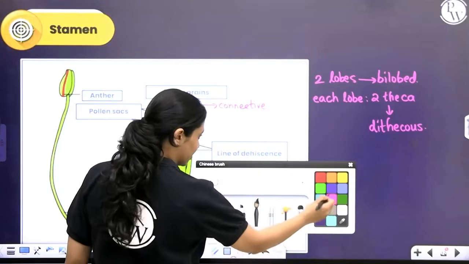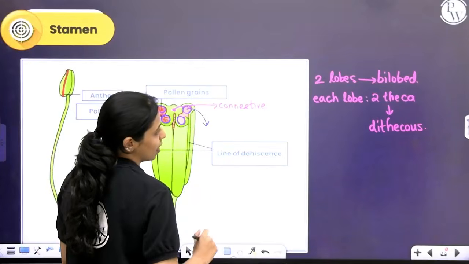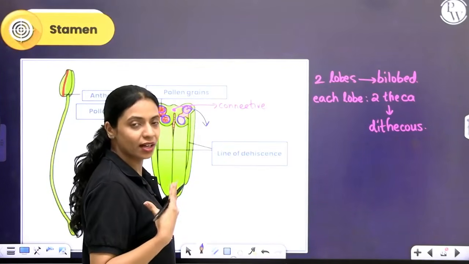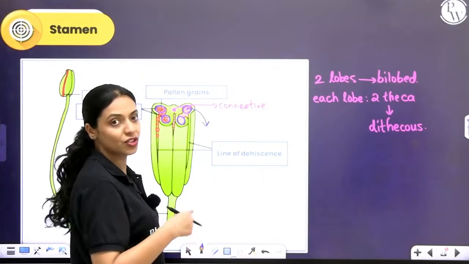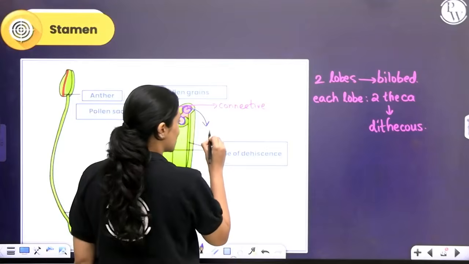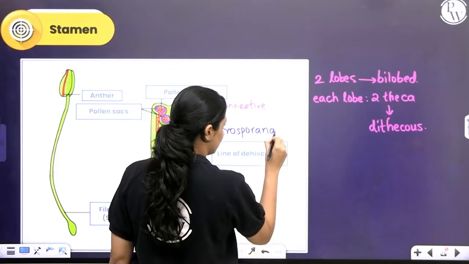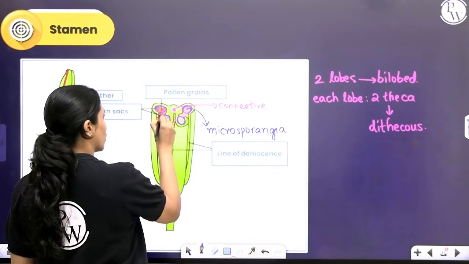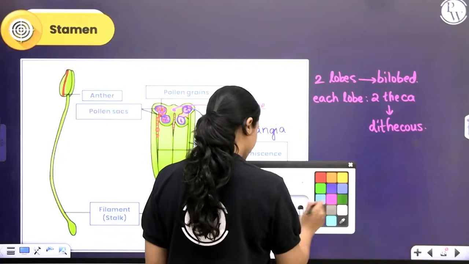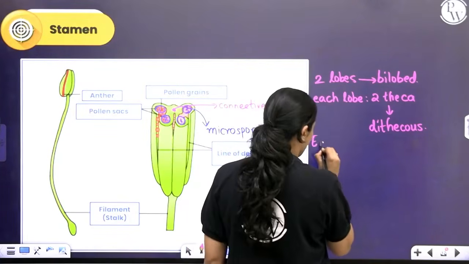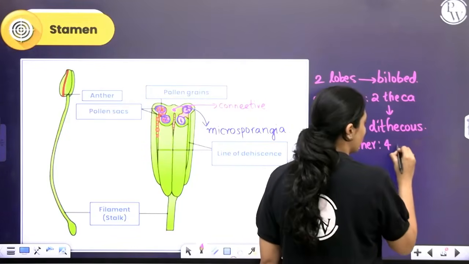It is right within these chambers that microspores will form. The structure within which spores form is called the sporangium. Over here, within these structures, microspores will form. So these structures can be called microsporangia. There's a total of 4: 1, 2, 3, 4. Four microsporangia present in each anther. Each anther has 4 microsporangia.